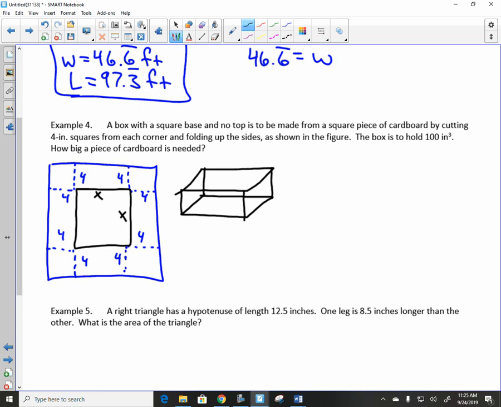So now what? I need an equation. What does that mean? What kind of measurement is that? Volume. Do we have a formula for volume? Length times width times height.